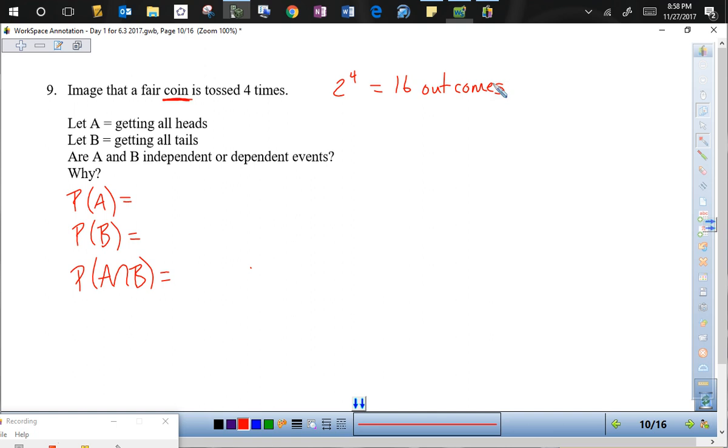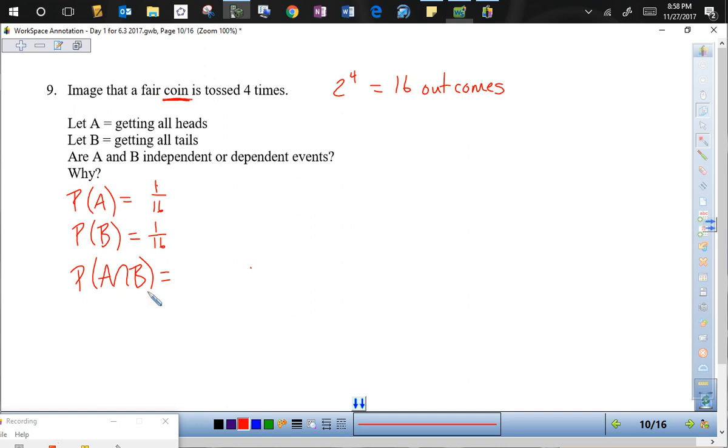Okay? Of these, we want to know the probability of getting all heads. Well, that would look like heads, heads, heads, heads. There's no other way to say that. There's only one way, so it looks like 1 out of 16. Very similarly, getting all tails, there's only one way to do that: tails, tails, tails, tails. So we've got 1 out of 16 again.